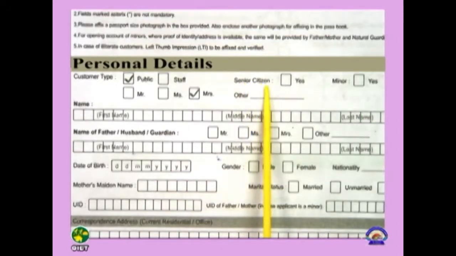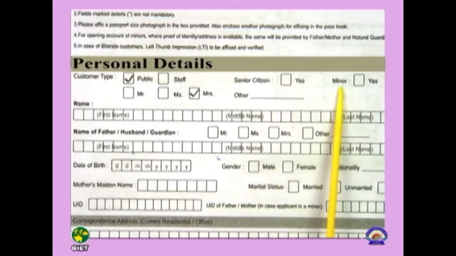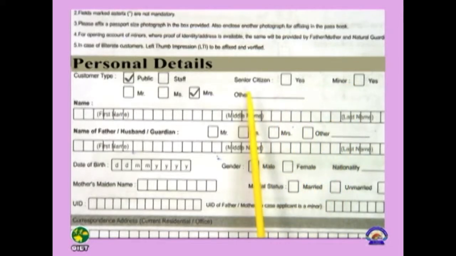Senior citizen. We will not tick because we are not above the age of 55. Remember, children? Yes, very nice. Minor. We will not tick here because we are not below 10 years. Your age is above 10 years. So, we will not tick anything in senior citizen and in minor. Correct? Very nice.